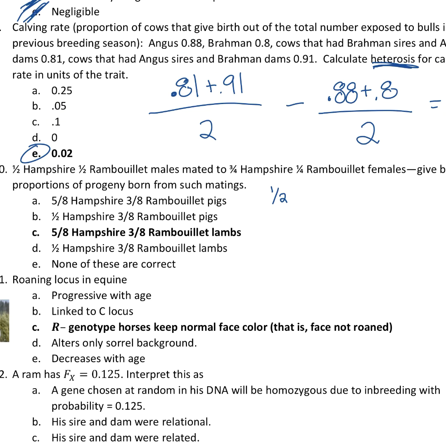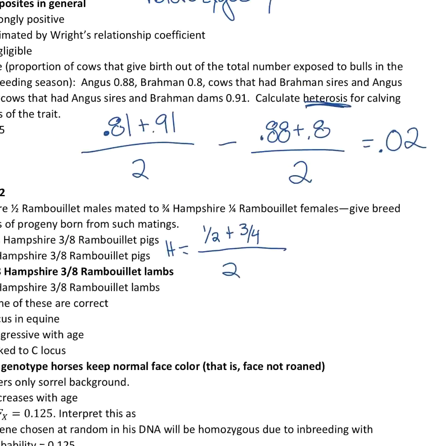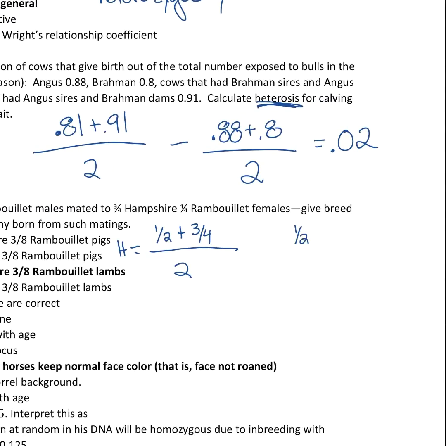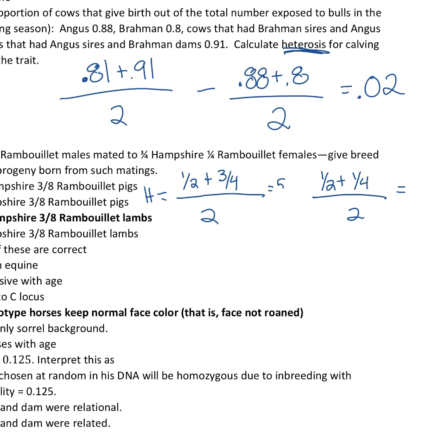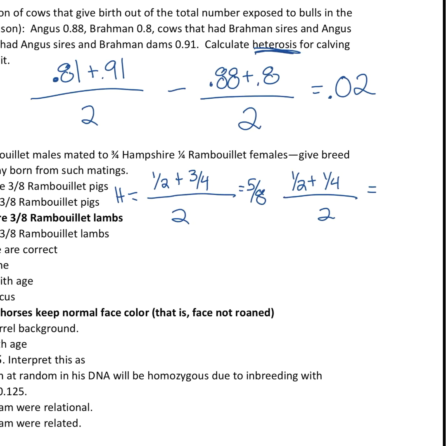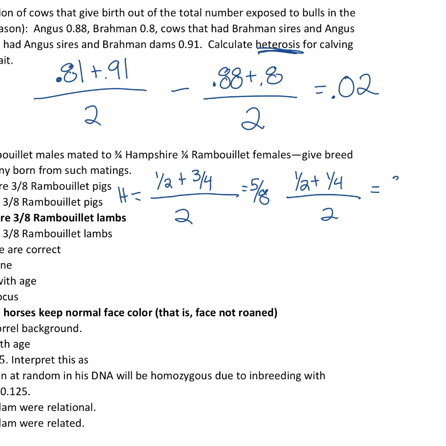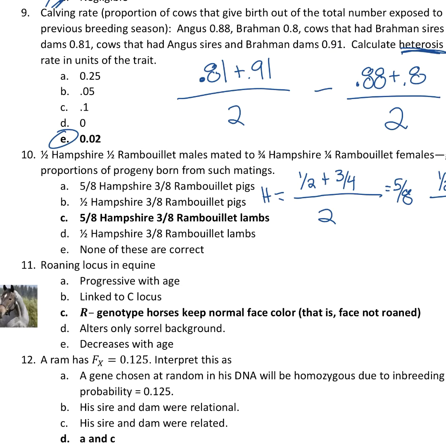So we have a half Hamp and then 3/4 Hamp. Divide that by 2. And then we have half Rambouillet and 1/4 Rambouillet, and divide that by 2. So we're taking the average of each breed that are in both parents, which gives us 5/8 and 3/8. So the correct answer is C.